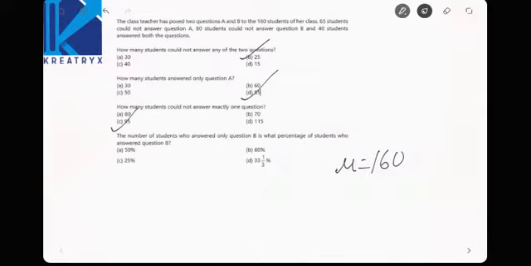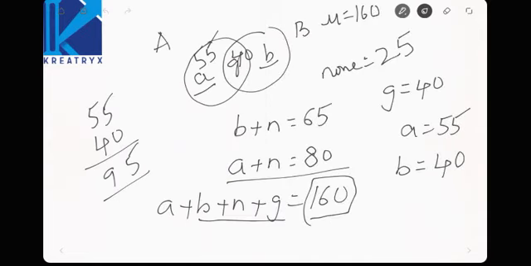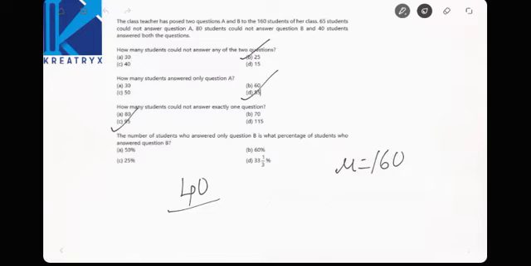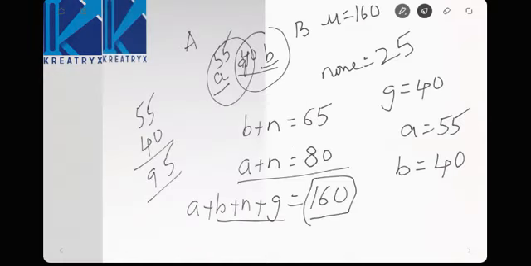The number of students who answered only question B, see, only question B was answered by 40 students, is what percentage of students who answered question B? How many students answered question B? See here, observe the Venn diagram of B. B is 40 and G is 40. Total question B was answered by 80 students. 40 by 80 is nothing but 1 by 2. 1 by 2 is nothing but 50%. Now have we got the thing how to do the questions? Right.